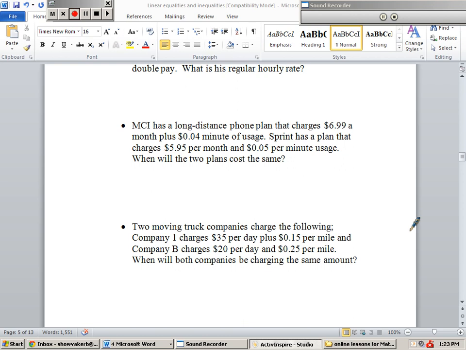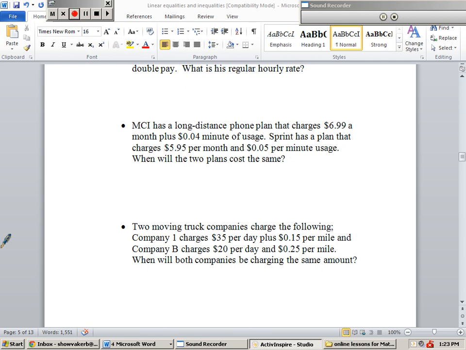But the question is, which one's better when? This is how you figure out which one is better when. Whichever one costs the least upfront money. So in this case, Sprint costs the least upfront money. Sprint is better before, or under, 104 minutes. And MCI becomes the better one after 104 minutes. So it depends on how much you're talking, which is actually the better plan. So if they ask you which one's the better plan, you need to state which one's the better plan and when it's the better plan.